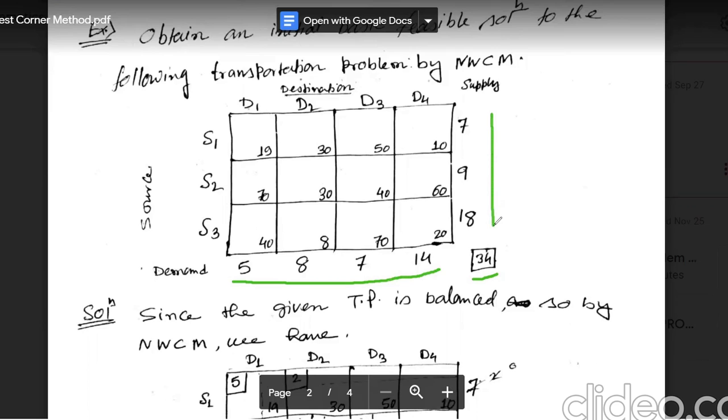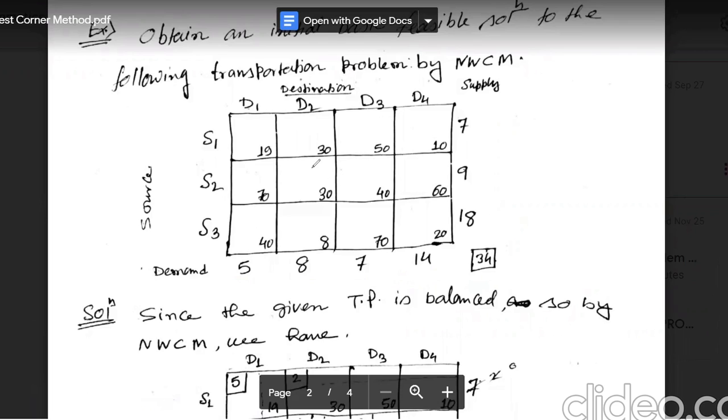How much supply is there? 7 plus 9 plus 18 is equal to 34. So total supply is equal to total demand, and this is a balanced transportation problem. So by the northwest corner method, we can find the initial basic feasible solution for this transportation problem. Let us see here.